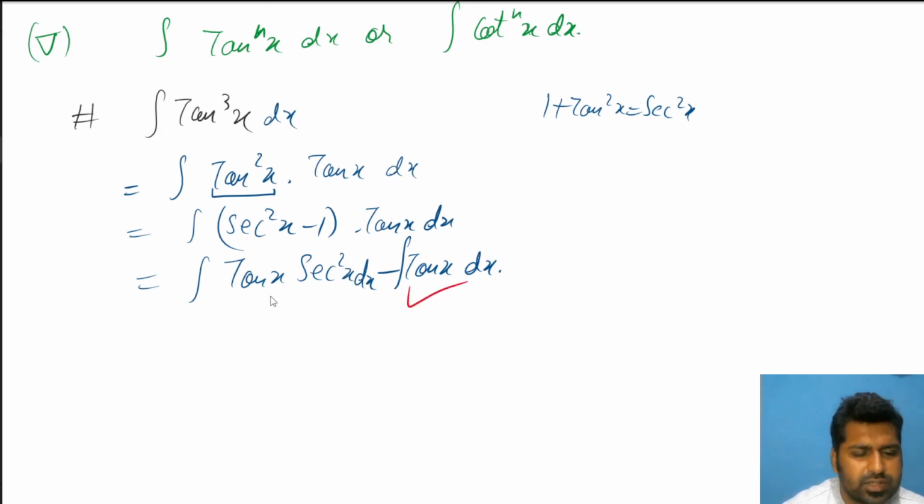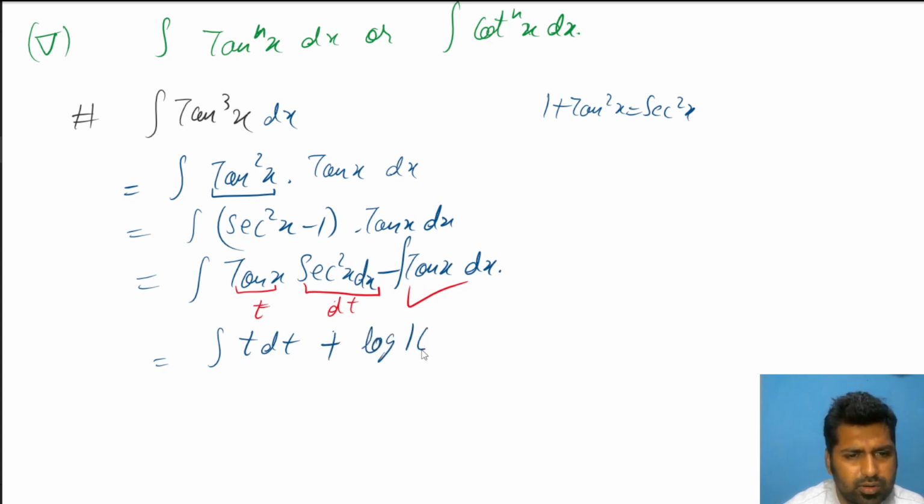For this integration, we take tan x as t, so sec squared x dx is your dt. If you differentiate tan x, what's the differentiation? Sec square, and then dx comes with it, that becomes your dt. So this will work now. So this becomes integration t dt minus integration of tan x, and minus another minus makes it plus log mod cos x plus c.